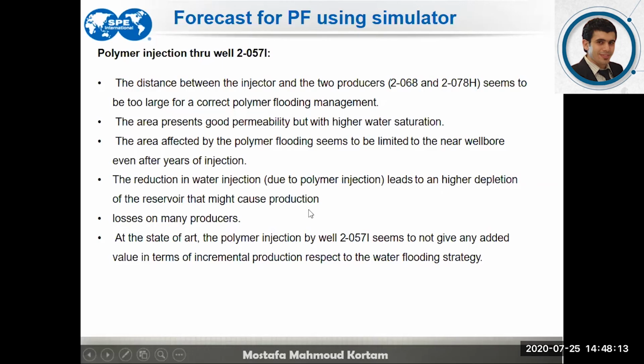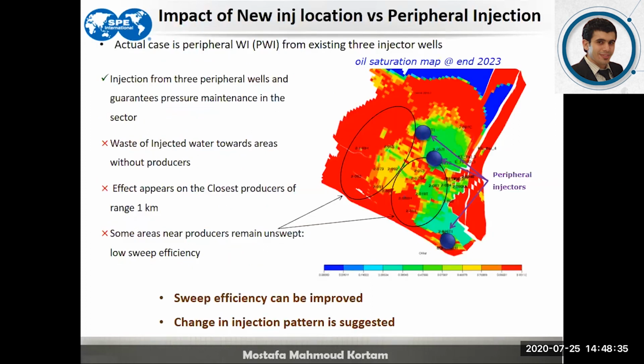So there was a reduction in water injection due to the polymer, as we pointed out several times, the residual factor and so on. At the state of the art, polymer injection in the peripheral wells seems not to be an effective way, and no additional or incremental recovery would be obtained.